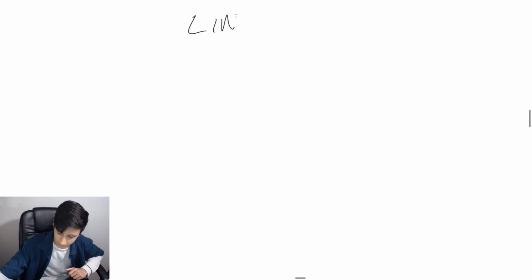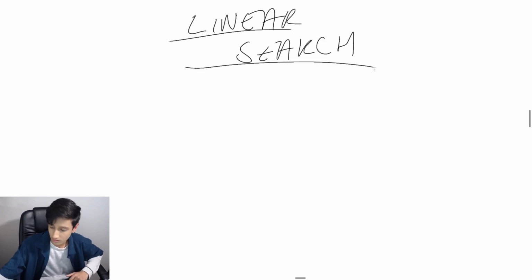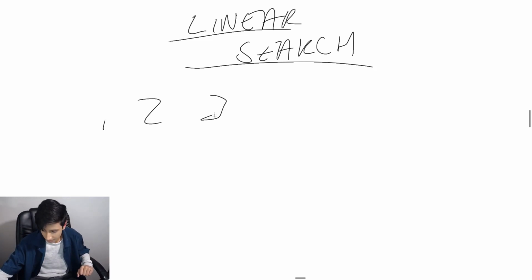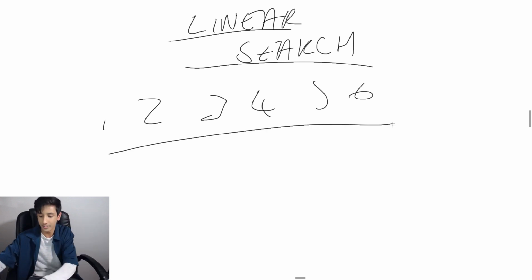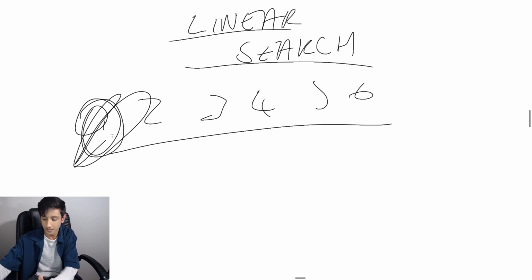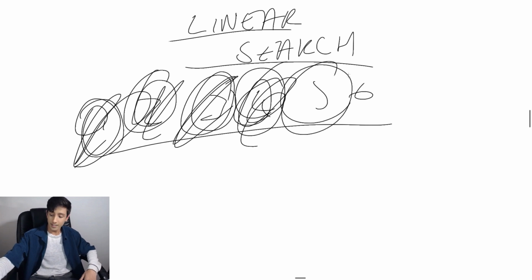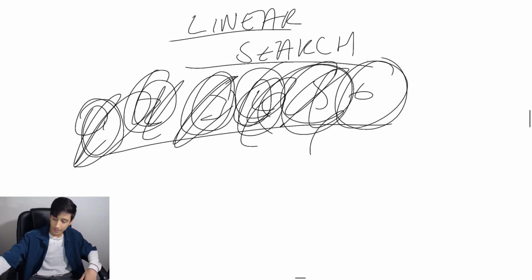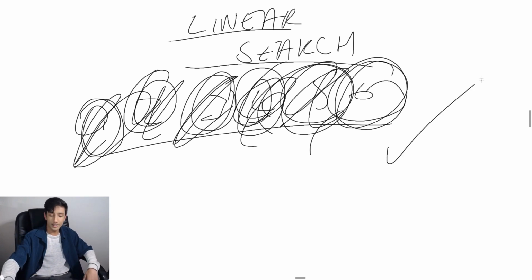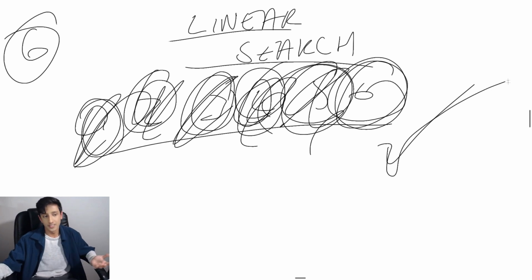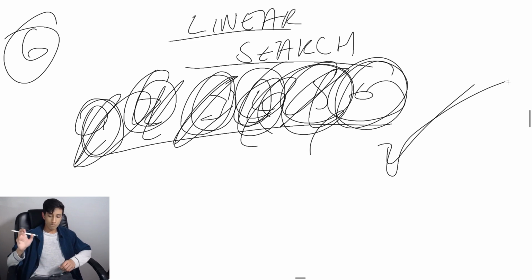Linear search. Linear search is just going through every number until it finds it. It literally just checks this one, not this one, checks this one, not that one, and keeps going until it checks this one and it's this one. In that case, we were looking for 6. And that is linear search.